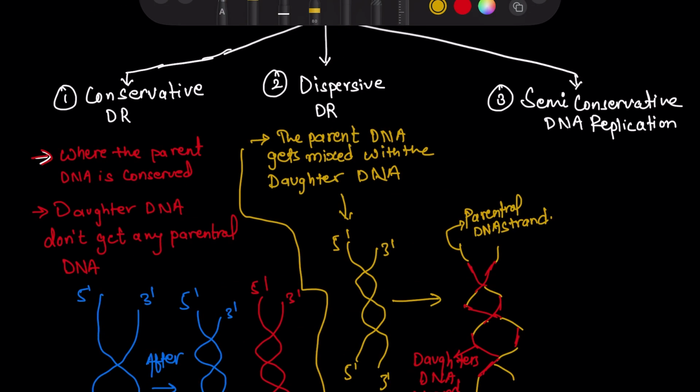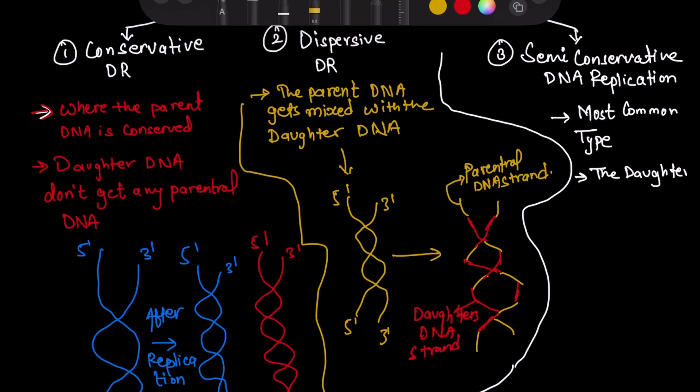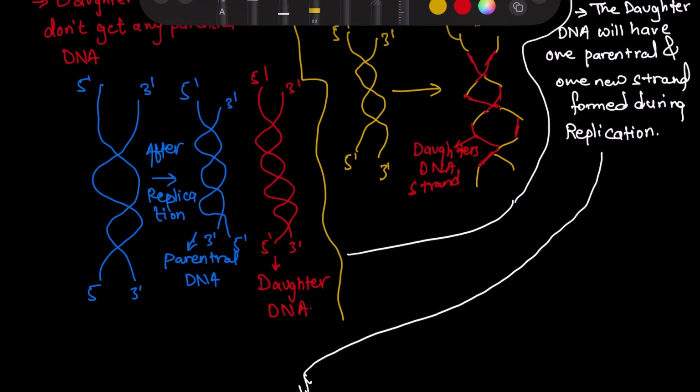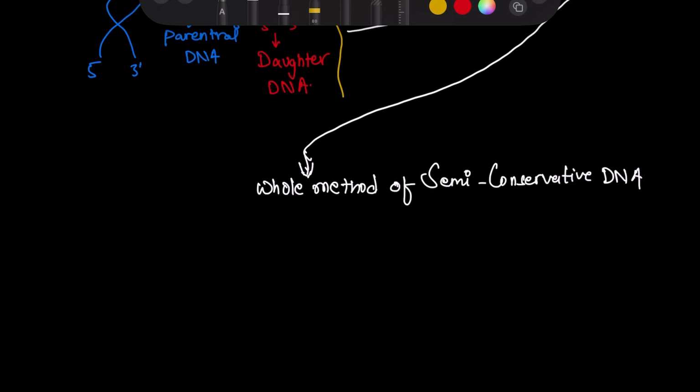Now we come to the semi-conservative method of DNA replication. We have to understand that this one is the most common type, right? And in this, the daughter DNA will have one parental and one new strand formed during replication, right? Now let's go more deep into the semi-conservative method of DNA replication.